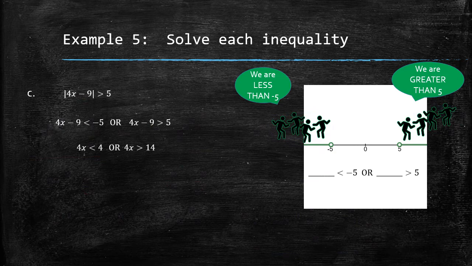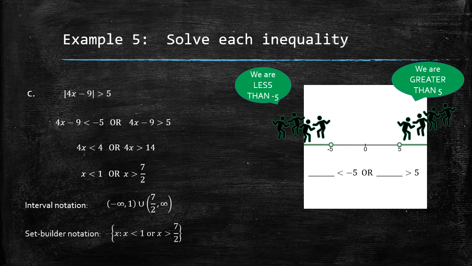Okay, so I've added 9 to both sides. Here I did them both at the same time, so I added 9. Divide everything by 4, reduce your fraction. Interval notation, or write the answer in set builder notation.